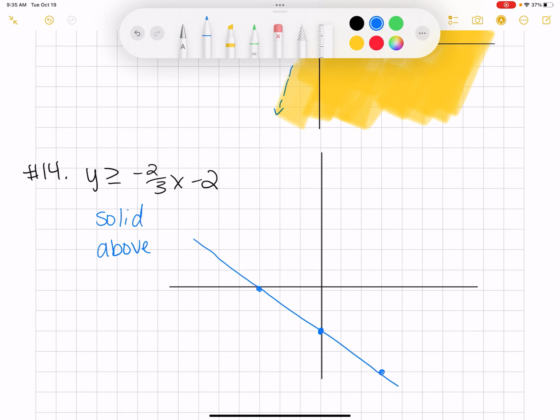Doesn't matter which way the arrow is faced. Does it have to go that way or can it go this way? That'll be the wrong points. Well, I have a negative slope, so it's got to go down. And then I'm shading above.